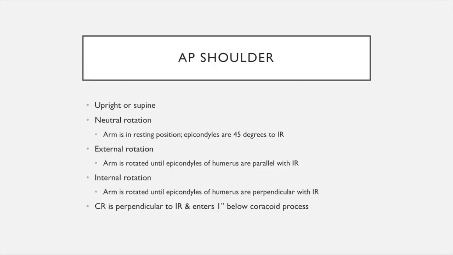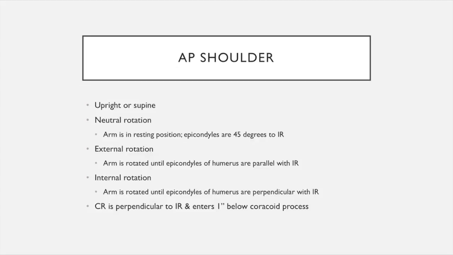Let's talk about the AP shoulder projection. You're going to have the patient either standing upright or lying down supine on their back on the x-ray table. The patient's arm can be either in neutral rotation, external rotation, or internal rotation. If it is in neutral rotation, the arm is just going to be in resting position with the epicondyles at about a 45-degree angle to the IR.